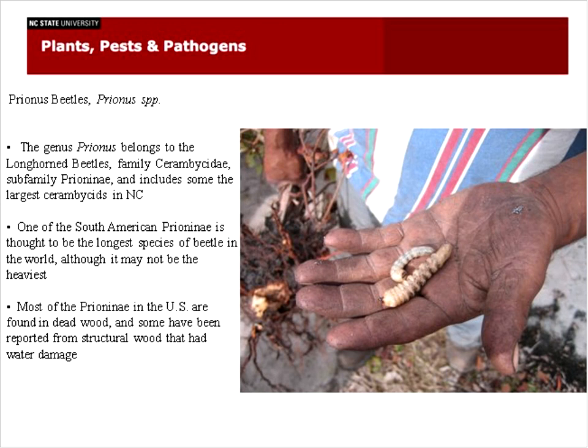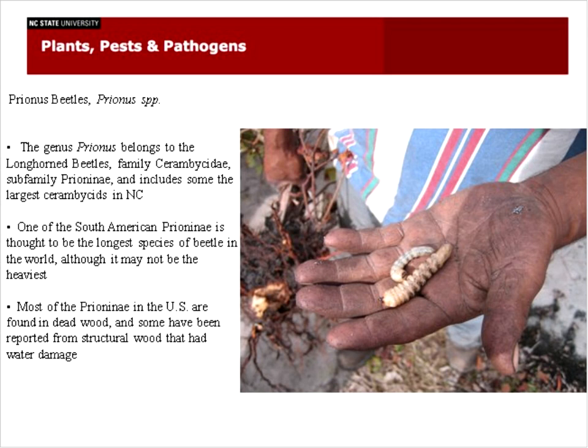longhorn beetles. And there's one species in South America which is probably the longest species of beetle in the world. The adults can be more than 6 inches long, but it may not be the heaviest species in the world. The Goliath beetle of Africa, which is one of the scarab beetles, is bulkier and may weigh more than this Prionine beetle from South America.